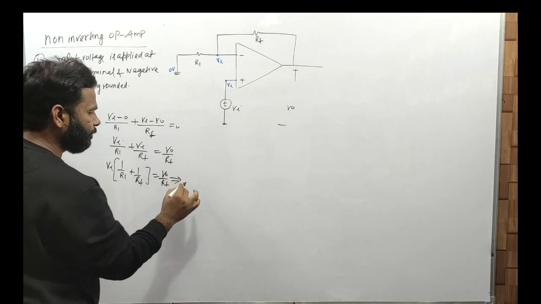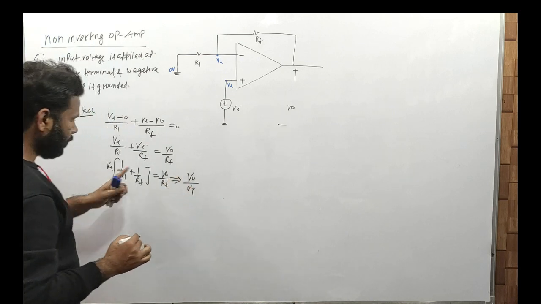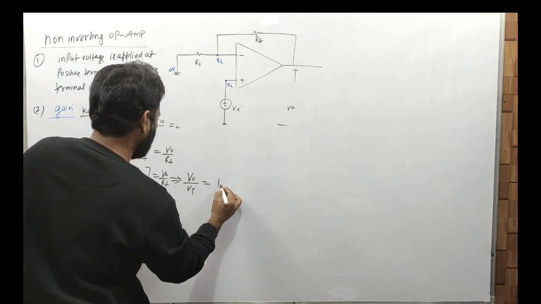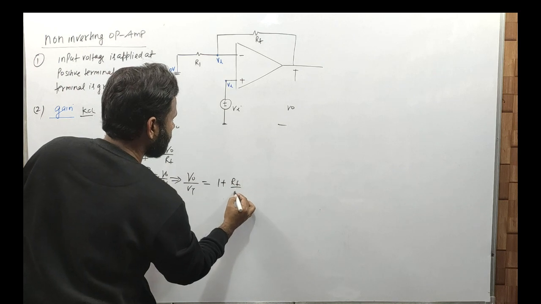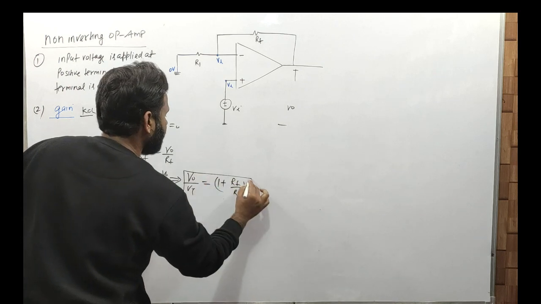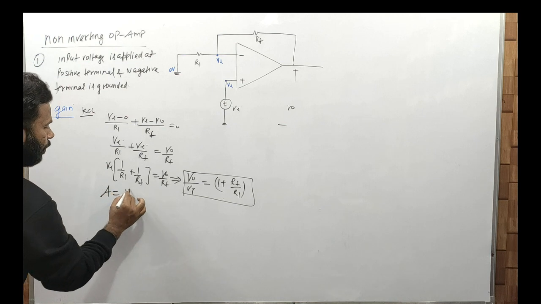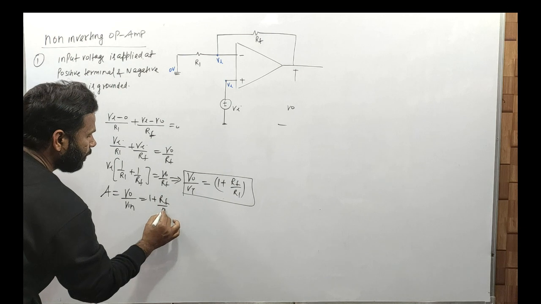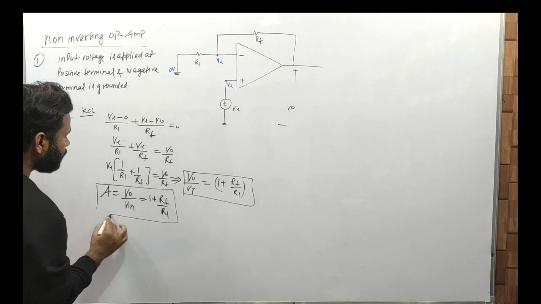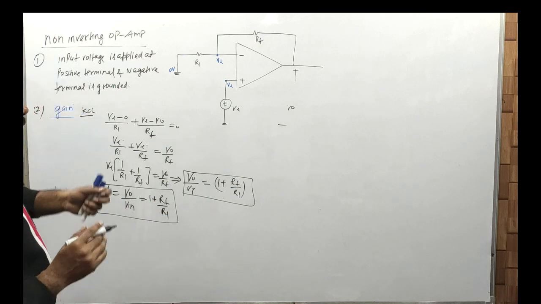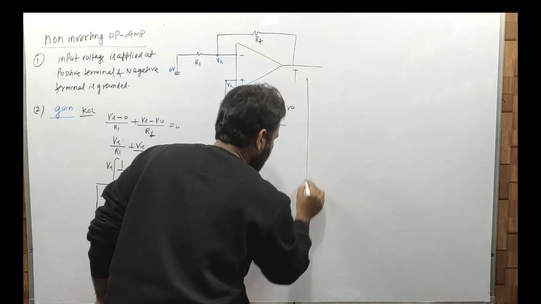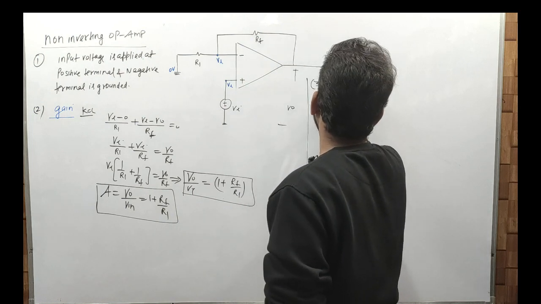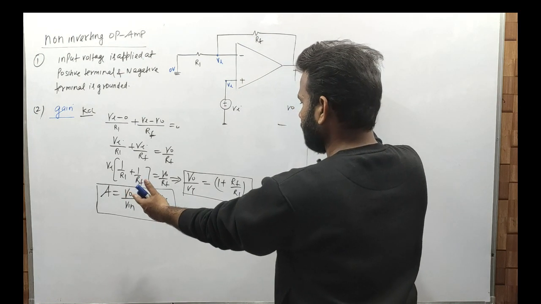Now gain is what? V0 upon Vi. So V0 upon Vi is gain, and RF is sent to this side, then it is 1 plus RF upon R1. Clear? So the gain is equal to output voltage upon input voltage, that is equal to 1 plus RF upon R1. So this is the gain in case of your non-inverting op amp.